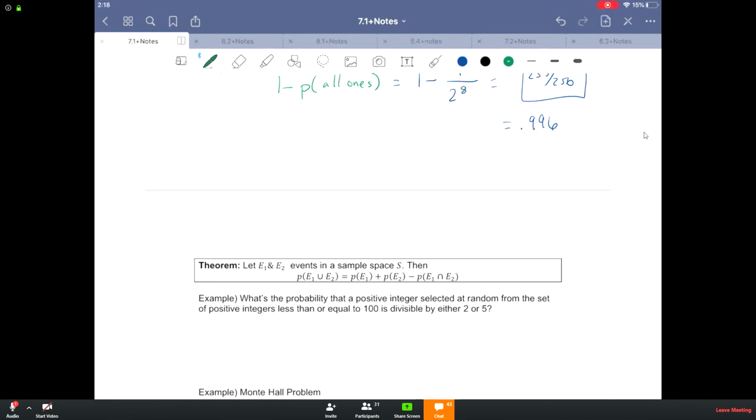All right, so this example here, I like this example. We skipped chapter 4, so we kind of didn't really do it, but I can quickly tell you what this means. So what's the probability that a positive integer selected at random from the set of positive integers less than or equal to 100 is divisible by 2 or 5? When we talk about numbers being divisible, or a number divides another number, it means that you divide that number and you get a whole number. So no decimals, no fractions.